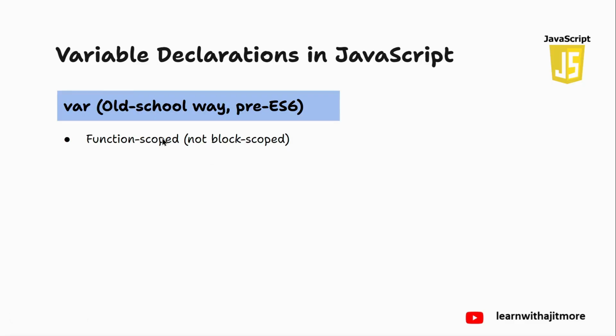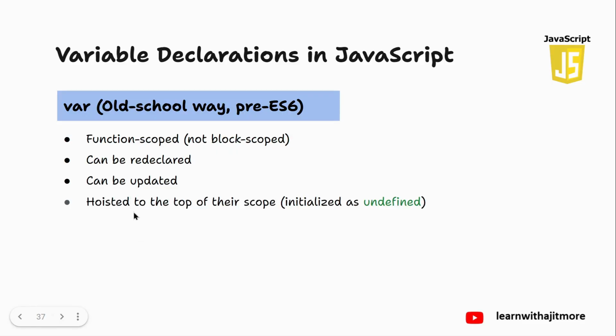First point you have to remember, it is function scope. The minimum scope is function, and then the scope increases to the script level. Get it? It doesn't have any block level scope. We will be learning about it. Can be redeclared. It doesn't complain. var i, after some time, again var i. It doesn't complain. Can be updated. You can modify the value. Hoisted to the top of their scope.